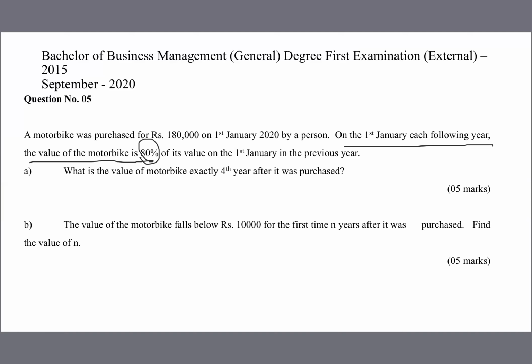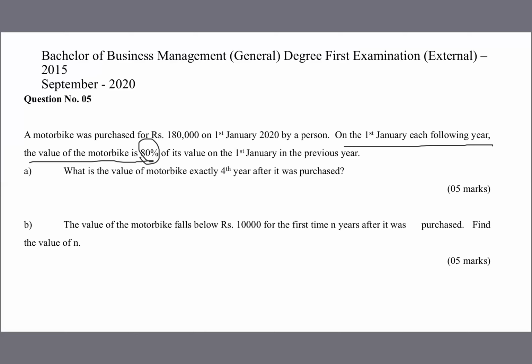Okay? So then yes, you can understand what type of series is in there. What is the value of the motorbike exactly 4th year after it was purchased? That means we need to find out the T4, no? We need to find the fourth term, T4.